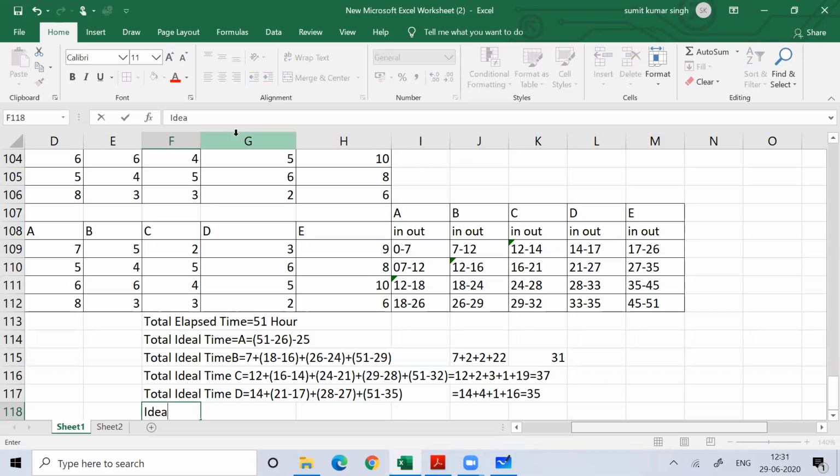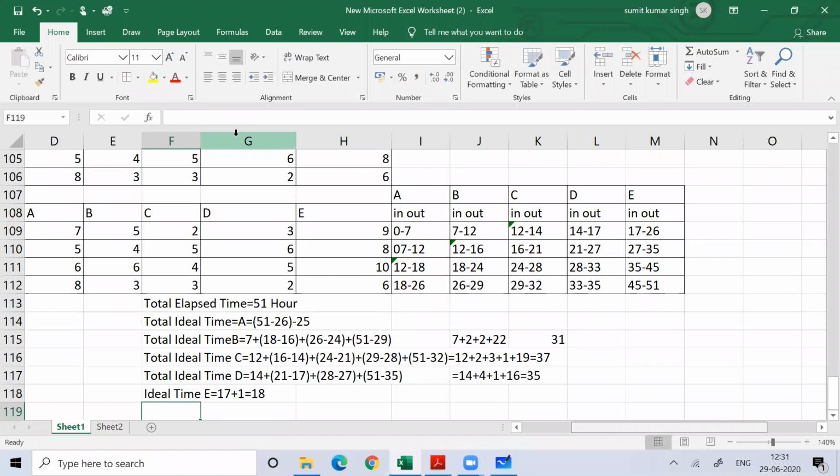Similarly, the total idle time of E is equal to 17 plus 27 minus 26 is 1, 1 plus 35 minus 35 is 0. This is equal to 18. So this is how you'll do. Very simple.